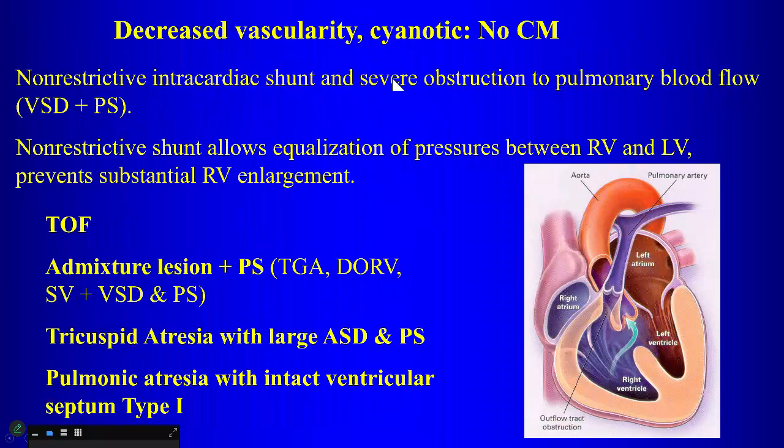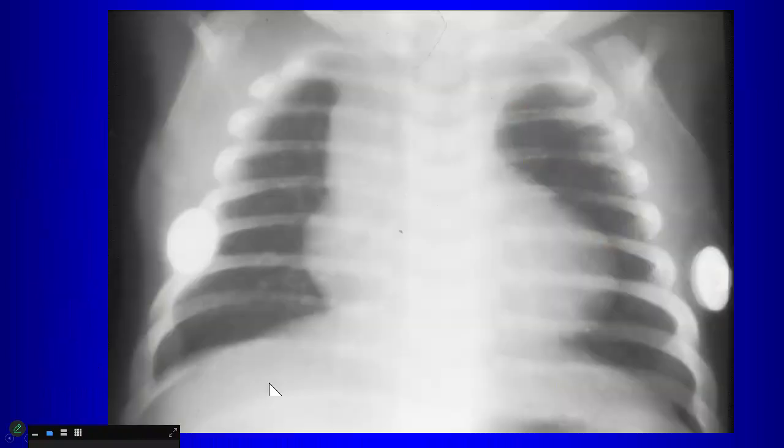Okay? So no cardiomegaly: tetralogy of Fallot, or any admixture lesion with pulmonic stenosis that has especially a ventricular septal defect. And then we have tricuspid atresia with a large ASD and pulmonic stenosis, and in this weird thing, pulmonary atresia with intact ventricular septum type 1. So we'll talk about that in a minute too. But your classic tetralogy-like film: decreased vascularity, upturned apex, and then the bonus of the right aortic arch.